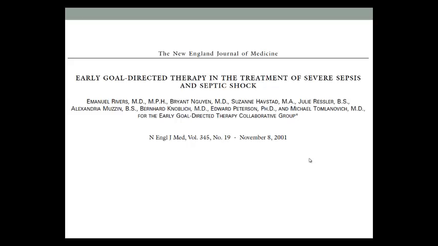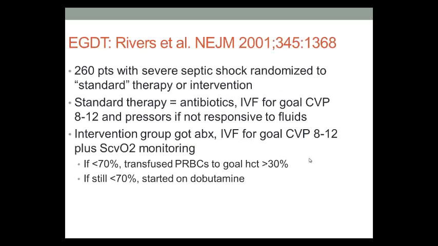Oh, the early goal-directed therapy. So Rivers, 2001, everybody knows this. 260 patients randomized to standard therapy or intervention, and the standard therapy really wasn't that bad, right? Antibiotics, IV fluids, pressors, intubated if they needed. The intervention group, the only difference was that they had this continuous SVO2 monitor that watched their SVO2 constantly.